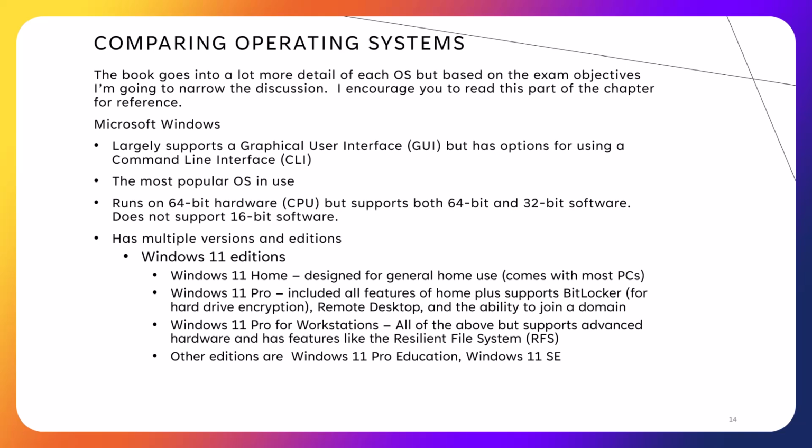Microsoft Windows largely is a graphical user interface. It does have some command line interface options. So Microsoft Windows is the most popular operating system in use today. If you walk into most businesses, you'll find some version of Windows running on most desktops. Windows is a 64-bit operating system, and it does require 64-bit hardware, 64-bit CPU. It supports both 32-bit and 64-bit software. It does not support 16-bit software.